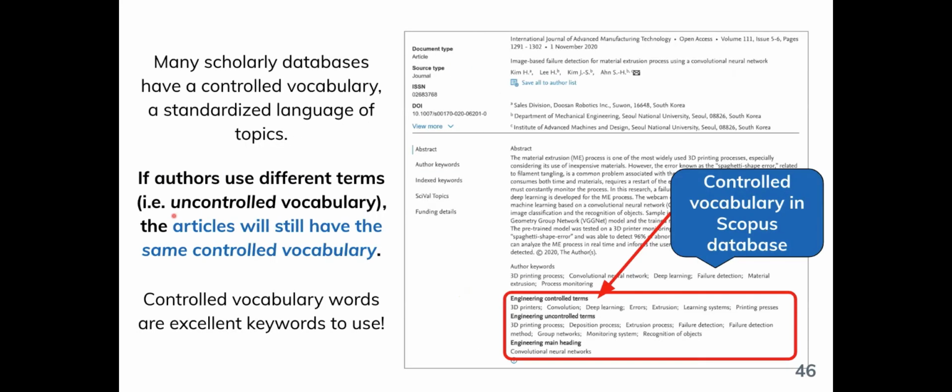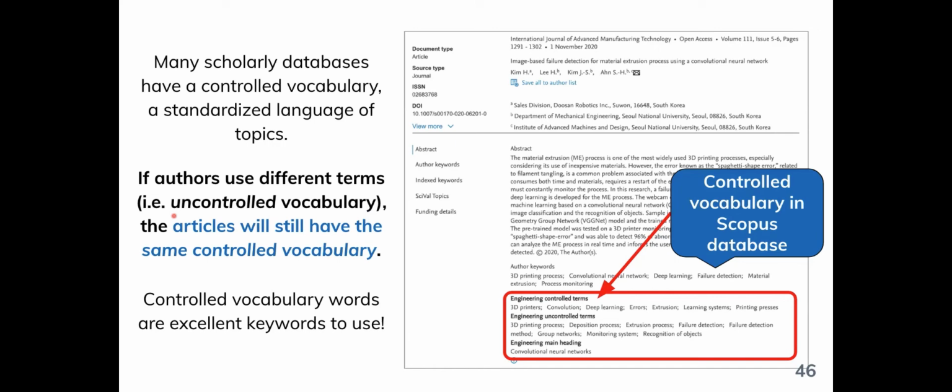Okay, so back to our controlled vocabulary. The controlled vocabulary is the way that the database tries to get around the problems of authors using different terms, or an uncontrolled vocabulary. So articles that are on the same topic will have the same controlled vocabulary regardless of the terms that the authors are actually using in their article. So controlled vocabulary words are really excellent keywords to use.